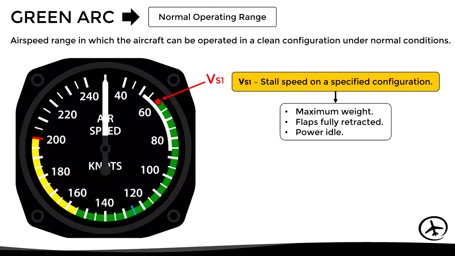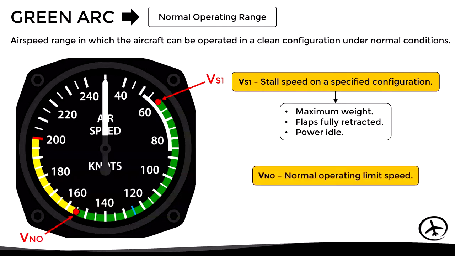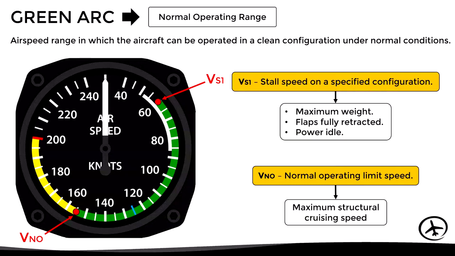Now, the speed at which the green arc ends is the VNO. This is the maximum normal operating speed, although it is also sometimes referred to as the maximum structural cruising speed. And as its name suggests, this is the maximum speed at which the aircraft would fly under normal conditions. Since if the aircraft flies above this speed, it will have more limited tolerances in terms of structural integrity. This means, in other words, that when flying above VNO, the pilot must exercise extra caution in order to keep within the structural limits of the aircraft.